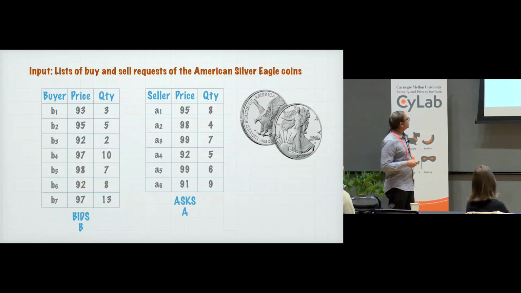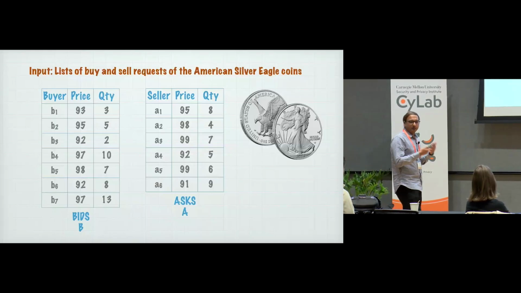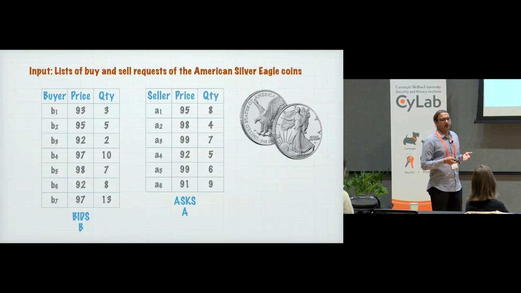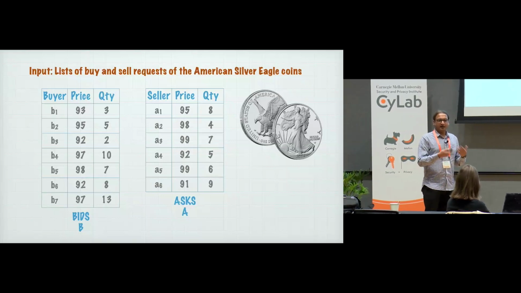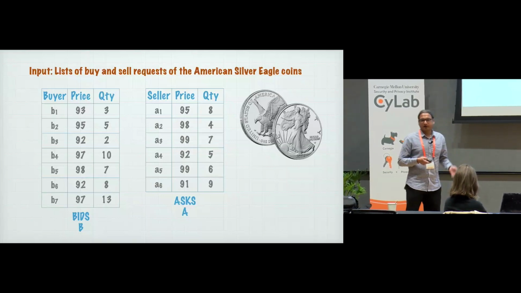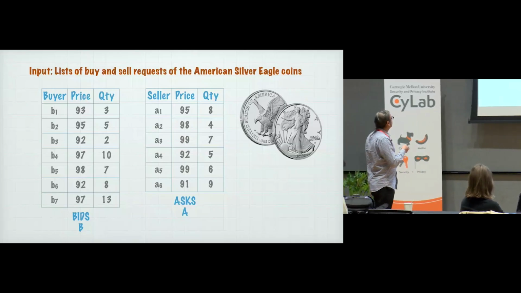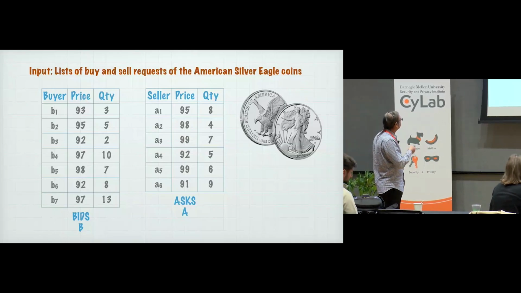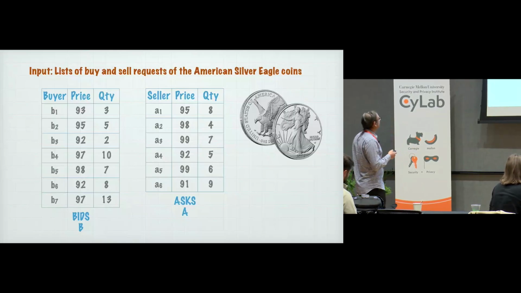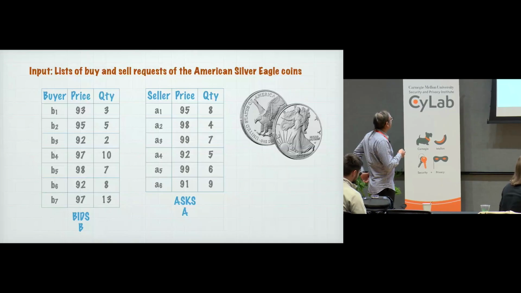So throughout the day, buyers and sellers get in touch with you and they tell you how many units they are willing to buy or how many units they are willing to sell and what price they are offering for it. So you get the list of bids from the buyers and a list of asks from the sellers. So let's understand what these bids and asks are.